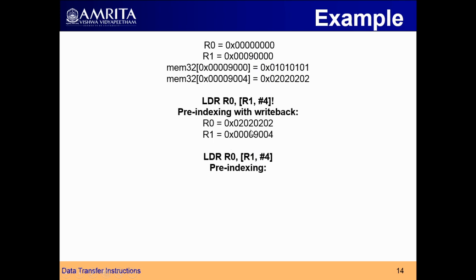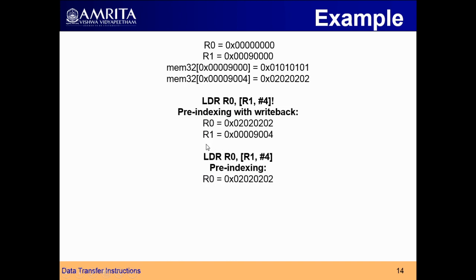Now I am not considering the first instruction, I am considering only this instruction. So what is the content of R1? 9000 itself. To that 9000 I am adding 4. Now the address location is 9004. The content of that address location I am moving to R0. So what will be R0? The content of this address location, 020202. So the content of R0 will be this data itself. Right? So in both instructions you are getting the same content of R0.